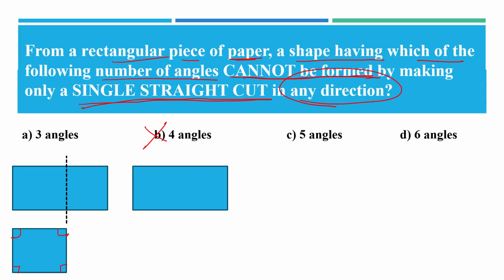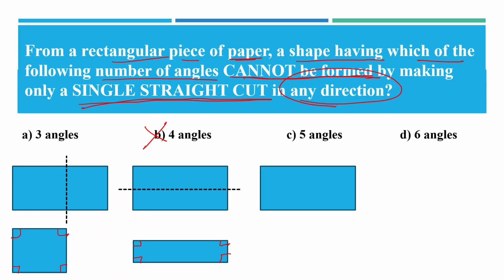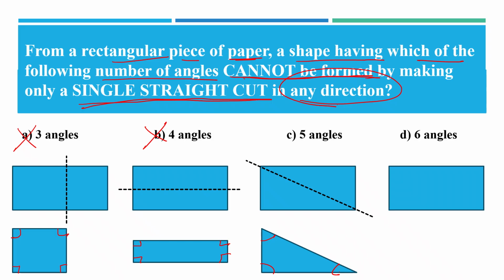Let me cut the rectangle horizontally, and still a rectangle is left. So now there are 4 angles in this rectangle too. Great. So I have cut the rectangle vertically and horizontally. This time let us cut diagonally and check. What we have is a triangle. And as you see, a triangle has 3 angles. So option A is not the answer, as 3 angles can be formed.